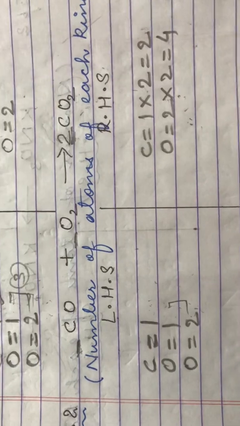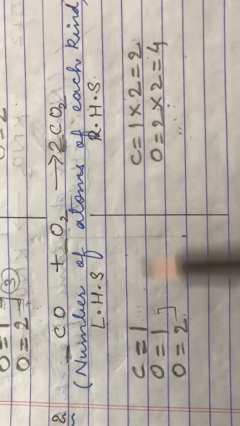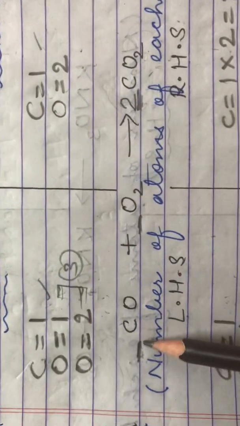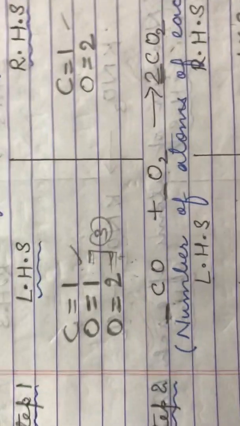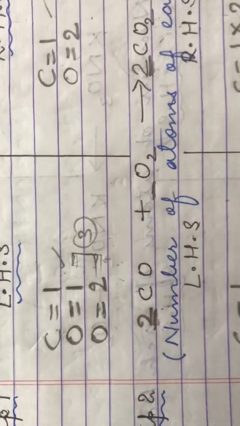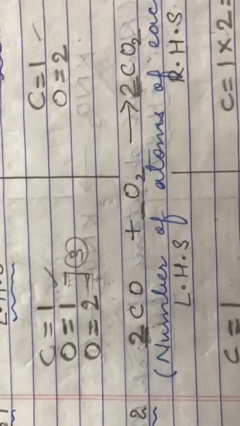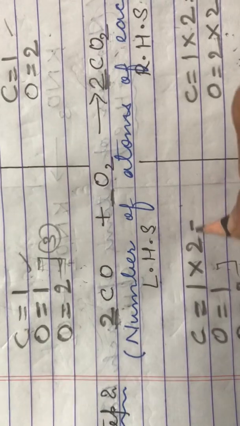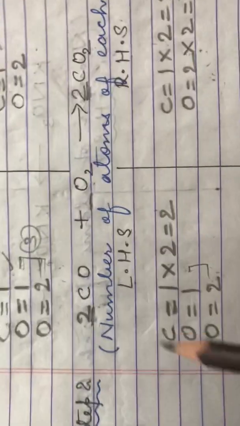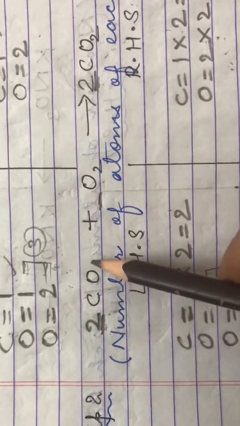To do so, the only way we can make carbon 2 is by putting a 2 in front of carbon monoxide, since carbon is occurring only in this molecule. So we put a 2 as a prefix to carbon monoxide, CO. Therefore the number of carbon atoms changes, 1 into 2, it becomes a 2. Now not only the carbon atom is changing, even oxygen atoms are changing.